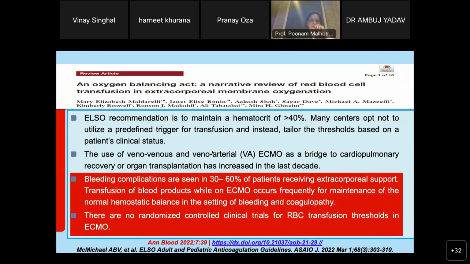Also, we know that oxygen has to be in a balancing act. Oxygen delivery and oxygen consumption both have to be balanced so that both bleeding and coagulation are balanced. But many studies as recently as 22 and 23 say that bleeding complications are seen in up to 30 to 60% of patients who are on ECMO, and they receive whole blood transfusions while on ECMO, and this occurs very frequently. We've been in an era of liberal transfusions during ECMO. And there are no randomized controlled trials, however, for RBC transfusion thresholds on ECMO.